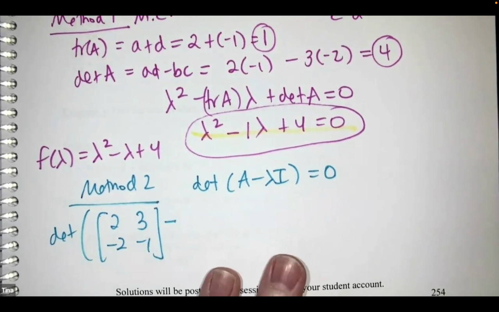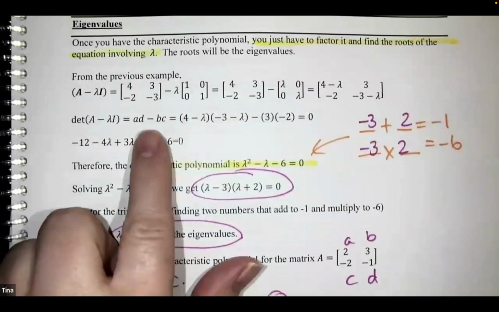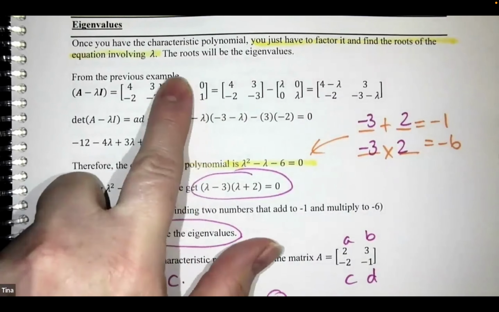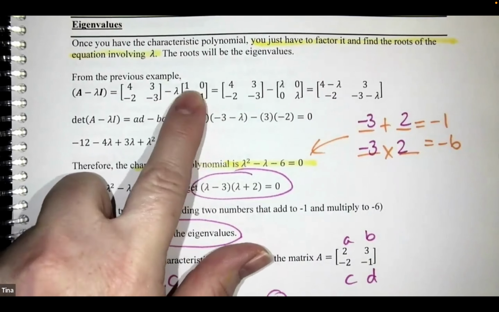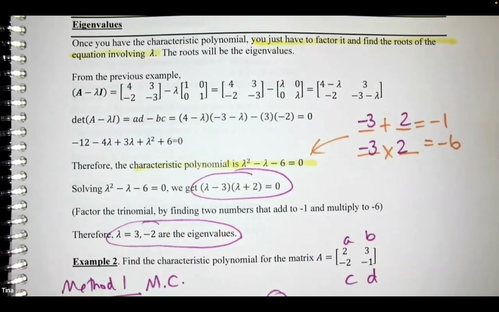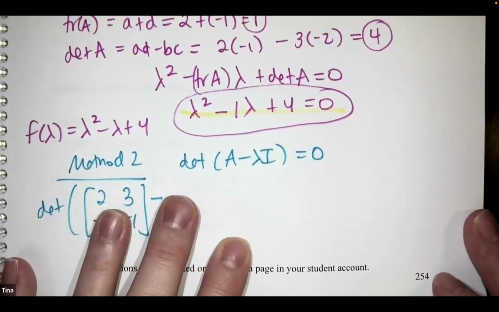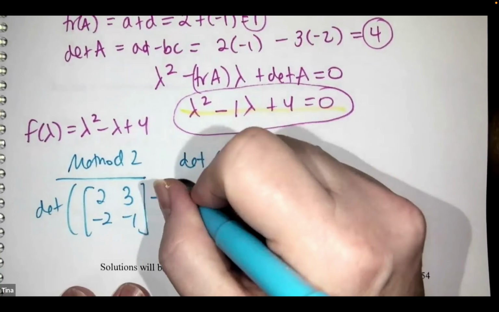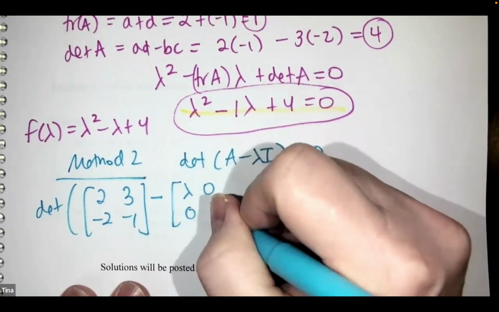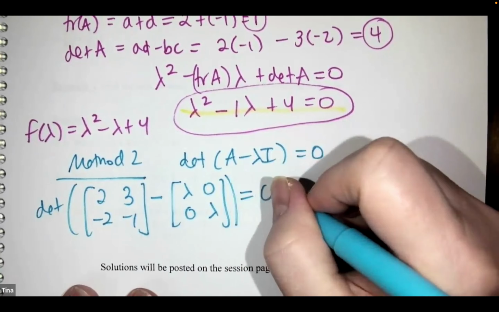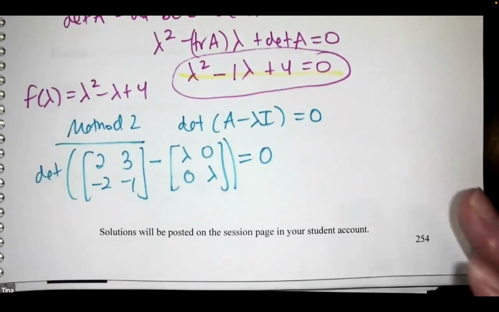Now, whenever you do lambda times I, let's think about it. Lambda times I is really just going to be the lambdas on the main diagonal, right? Because anything times 0 will always be 0. So if you want to skip a step, instead of writing lambda times I, just write the lambda where the 1s are on the main diagonal of the identity. Kind of like that, okay?